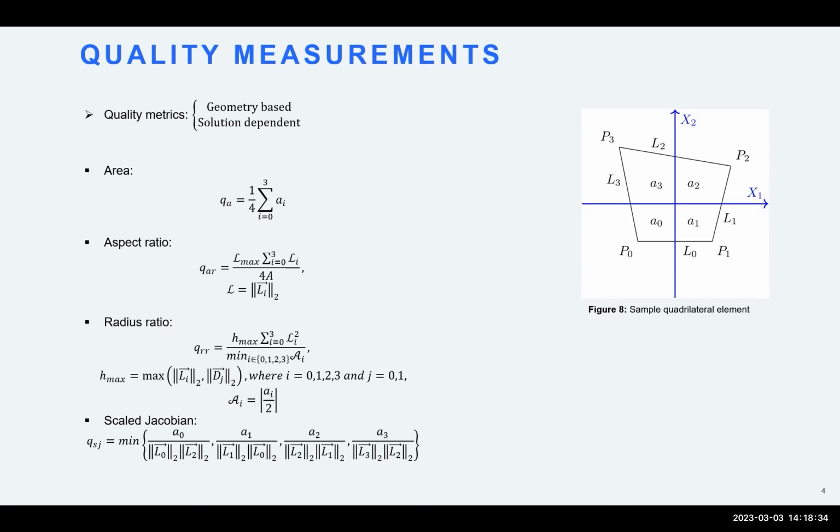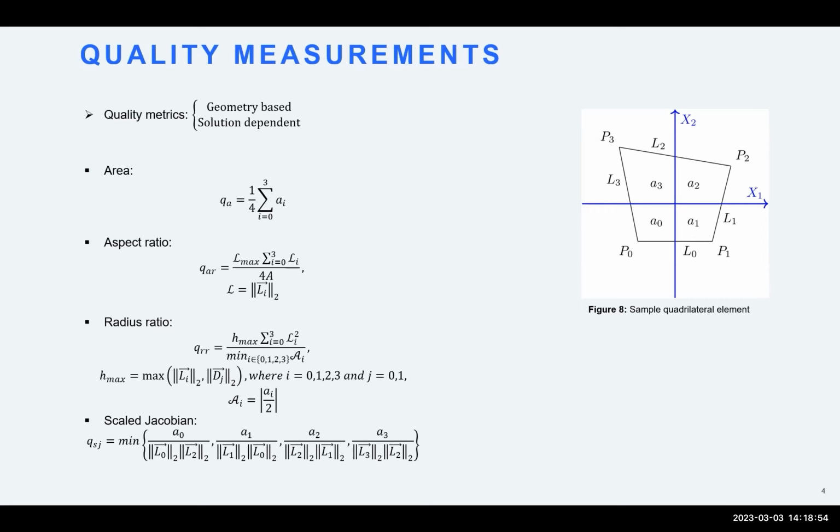So what are quality metrics? Quality metrics measure the quality of our elements. And we have a large number of quality metrics. In this work, we use these 4 quality metrics: the area, the aspect ratio, radius ratio, and scaled Jacobian.